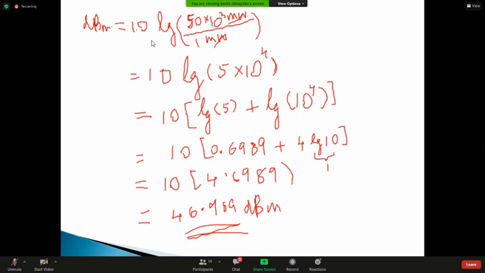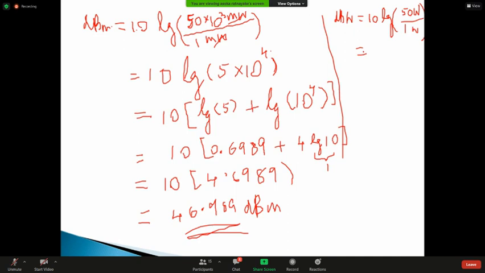Good. It is 16.989 dBW, right? So how to find that? In dBW, 10 log of 50 watts divided by 1 watt. Since there are no 10 to the power values, you can directly get the log 50.